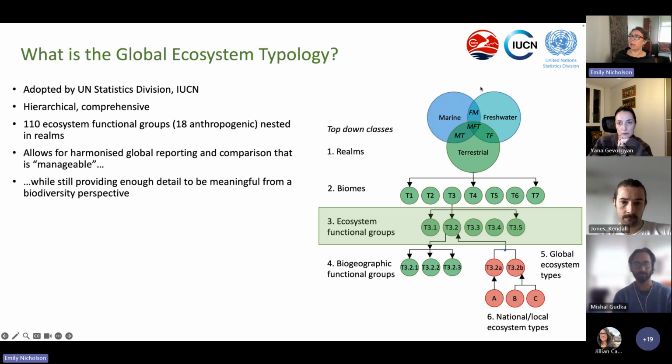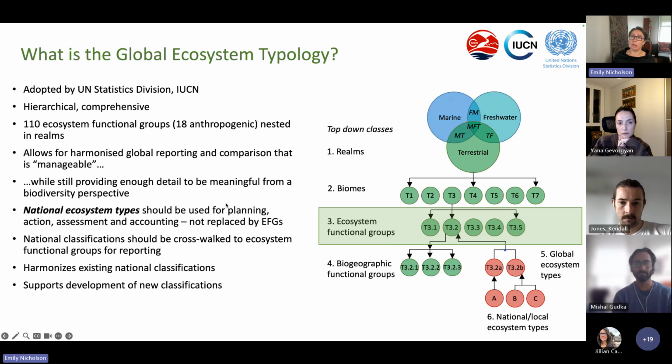And as I said, this is just an indication of the hierarchical nature of the typology. One of the key features is that it's not intended to replace national reporting. We expect that national ecosystem types should be used for planning, action, assessment, and accounting. So this is national data, national knowledge, and national capacity and knowledge infrastructure. What we expect is that national classifications would be crosswalked to these ecosystem functional groups, to allow consistent global reporting. Decision-making is still based on national data.